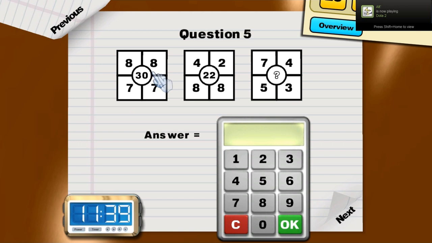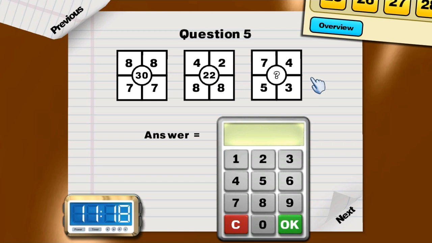So you've got to try and figure out how to make 30 out of these, and it looks like adding these all together, 7 and 7 is 14, 8 and 8 is 16, that makes 30. So now we check if this makes 22 the same way around. 8 and 8 is 16, 4 and 2 is 6, 16 and 6, 22. So we can just continue doing that. 5 and 3 is 8, 7 and 4 is 11, 19 should be the answer there.